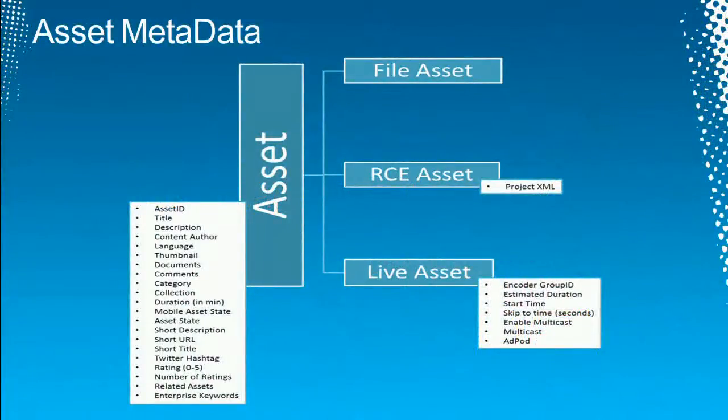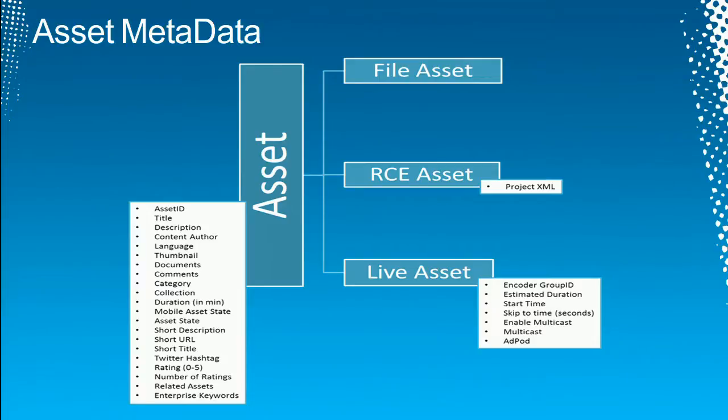So, as I said, we store a whole bunch of metadata associated with the video assets. And we have 3 different types of video assets that we store. File asset, which is actually just an on-demand asset. A rough cut edit asset, which is an asset that we've created on the fly and edited, and it's a composite of some of the other video assets. And then finally, a live asset.